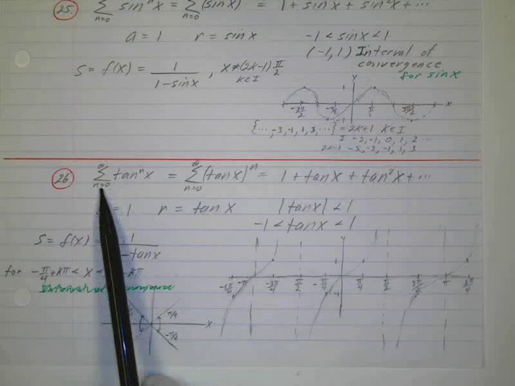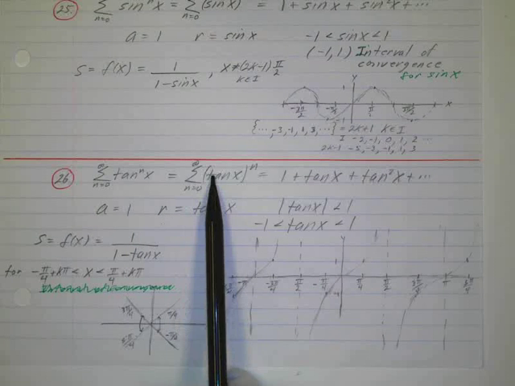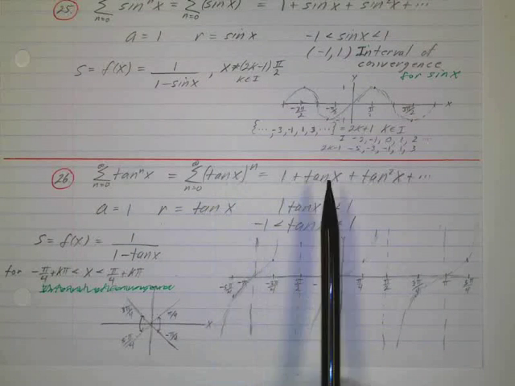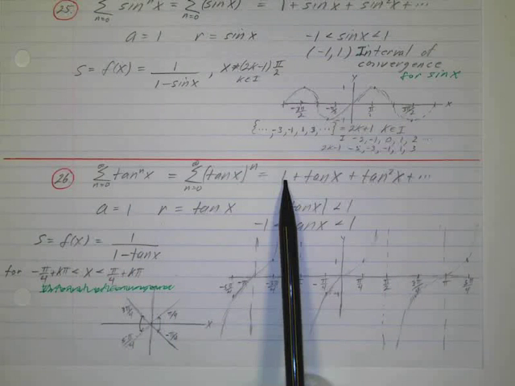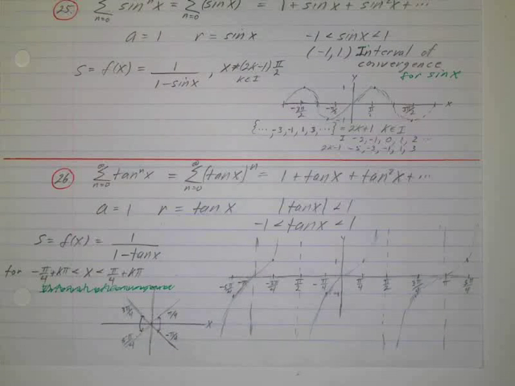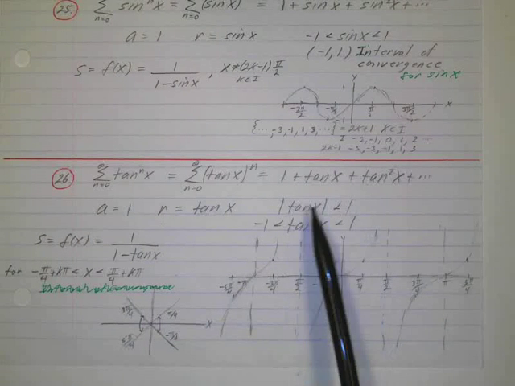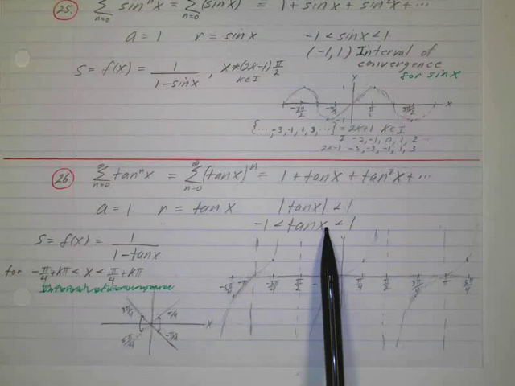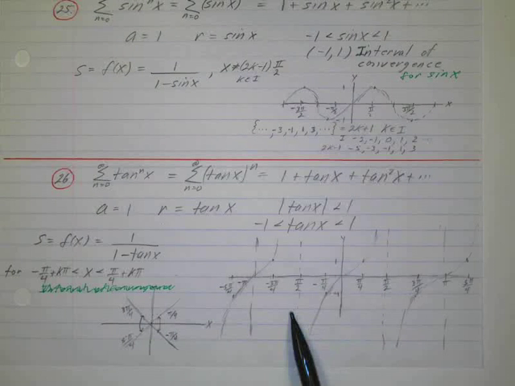My function was the summation n equals 0 to infinity of tangent to the nth power, so I could just make that tan of x to the n. So when n is 0, I've got 1, tangent of x, tangent squared of x, so I think it's obvious that a sub 1 is 1, and my ratio is the tangent of x. So whenever the absolute value of the tangent of x is less than 1, I'm in business, so I want the tangent of x to be between negative 1 and 1.